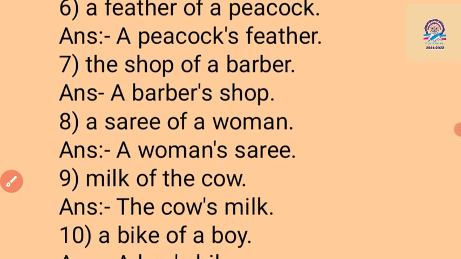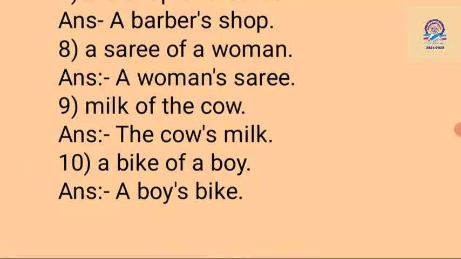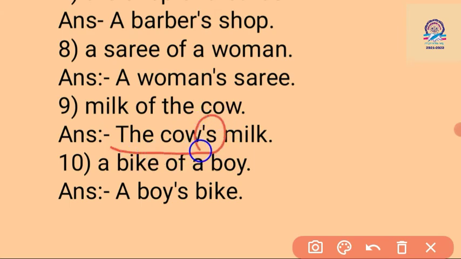Then milk of the cow. We have to write the cow, then apostrophe s, then milk. So simply we can say the cow's milk. We are talking about the milk of the cow, so here it shows the relationship of the milk with the cow.